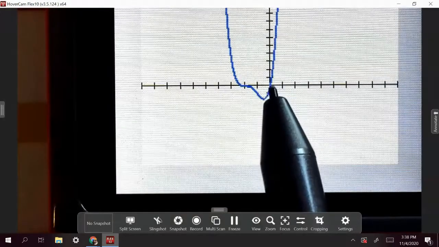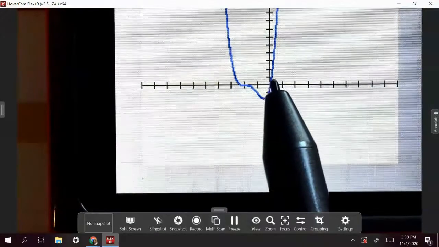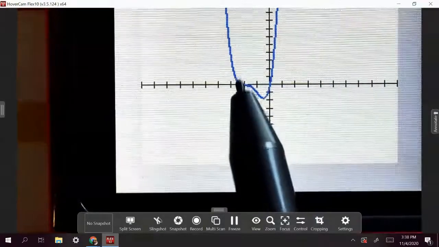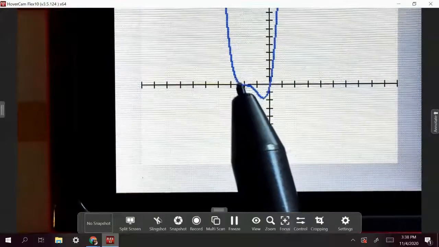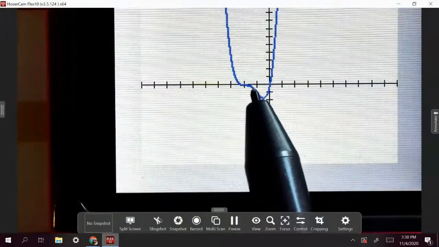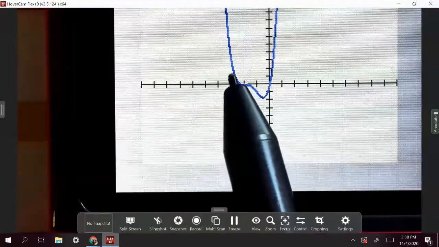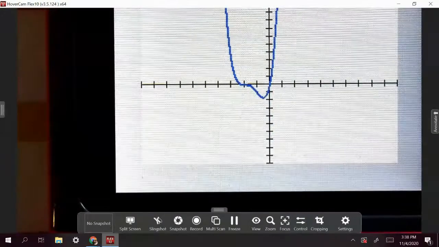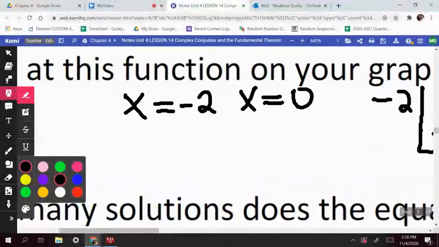That's when I'm like, okay, it's crossing, so it's odd multiplicity, but I'm going to say that it's just a multiplicity of 1. Okay, so a cross means odd multiplicity, but because of that curve, I would think that it's going to still be an odd multiplicity, but a number bigger than 1. So like maybe an odd multiplicity of 3, 5, 7, okay, a higher multiplicity. Okay, so I'm just going to make that note.